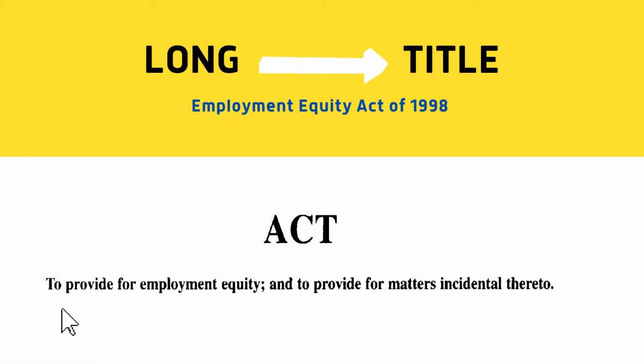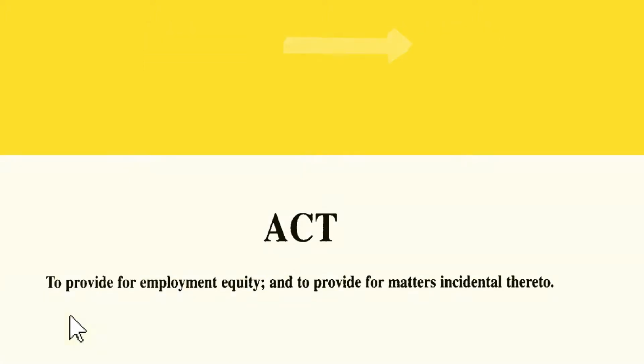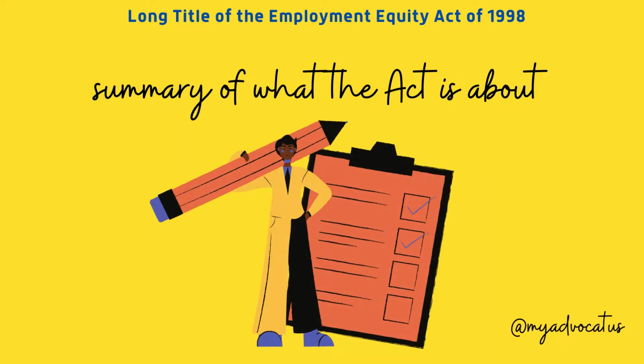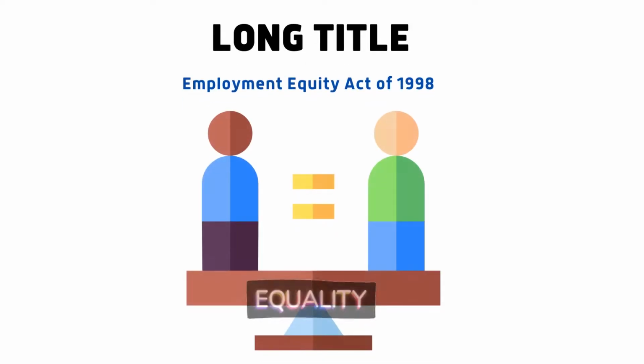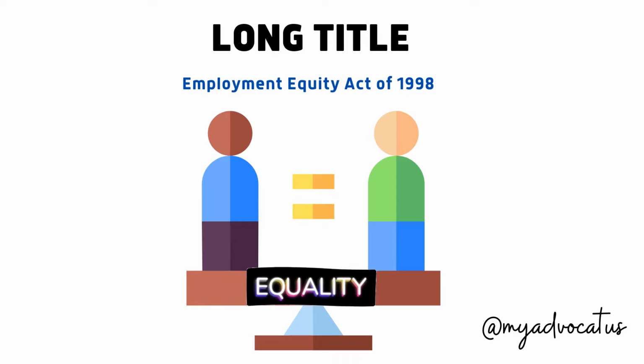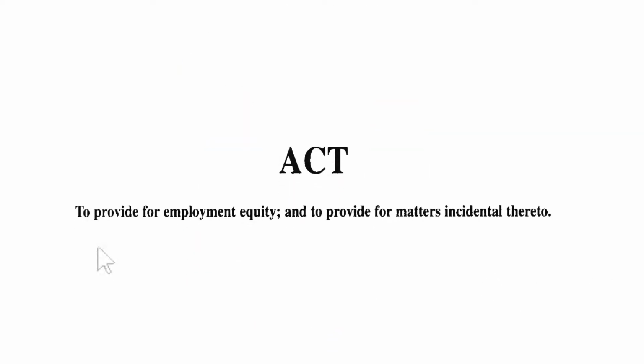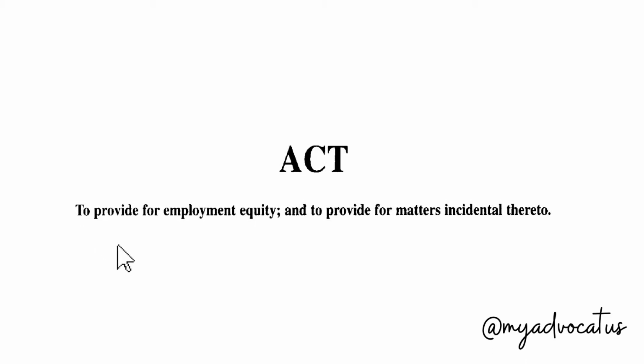2. The next part is the long title. The long title is usually printed in bold. Please note that, even if the term long title is used, it is not a title at all. Instead, it is a short descriptive summary of the subject matter of the Act. In other words, it summarily tells us what the Act is all about. In this case, the long title of the Employment Equity Act 55 of 1998 is to provide for employment equity and to provide other matters incidental thereto.